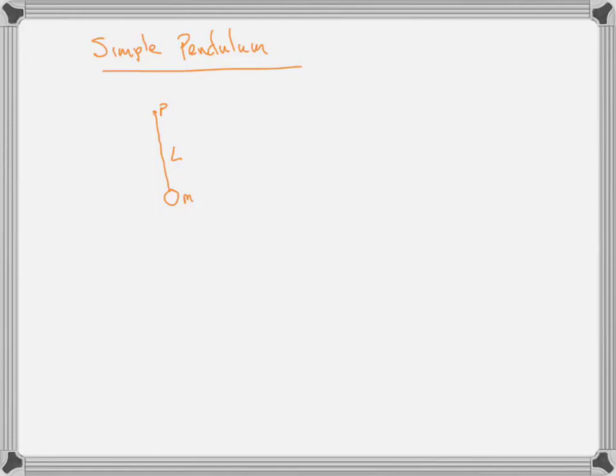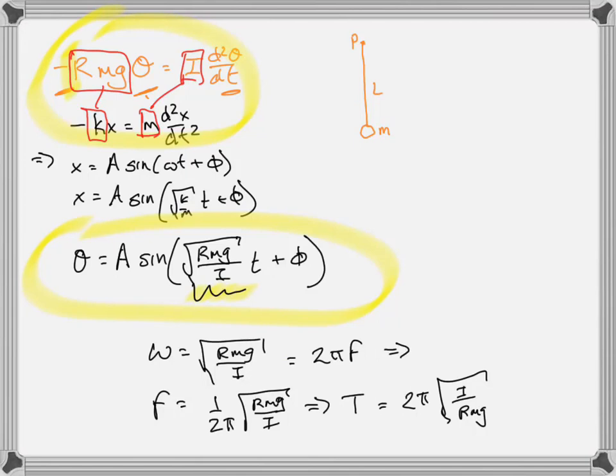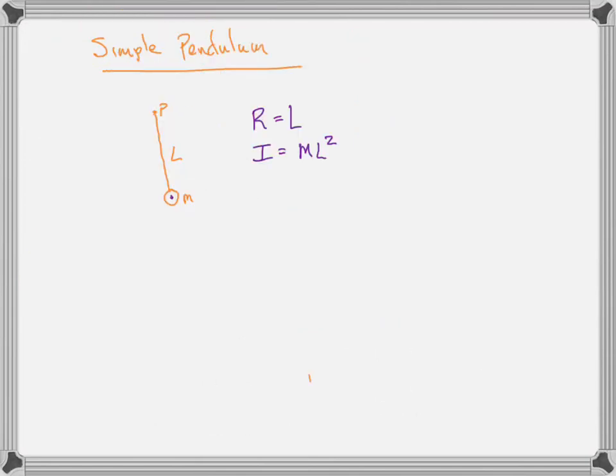If we compare that to the physical pendulum, the center of mass of this system is at the point mass because it's a massless string. And so therefore, R from the physical pendulum must equal L for the simple pendulum. The moment of inertia of a point mass at a distance L from the pivot point P is mL squared. And what else is there? RMG. That's it. So what we end up getting for the simple pendulum is theta, not x.